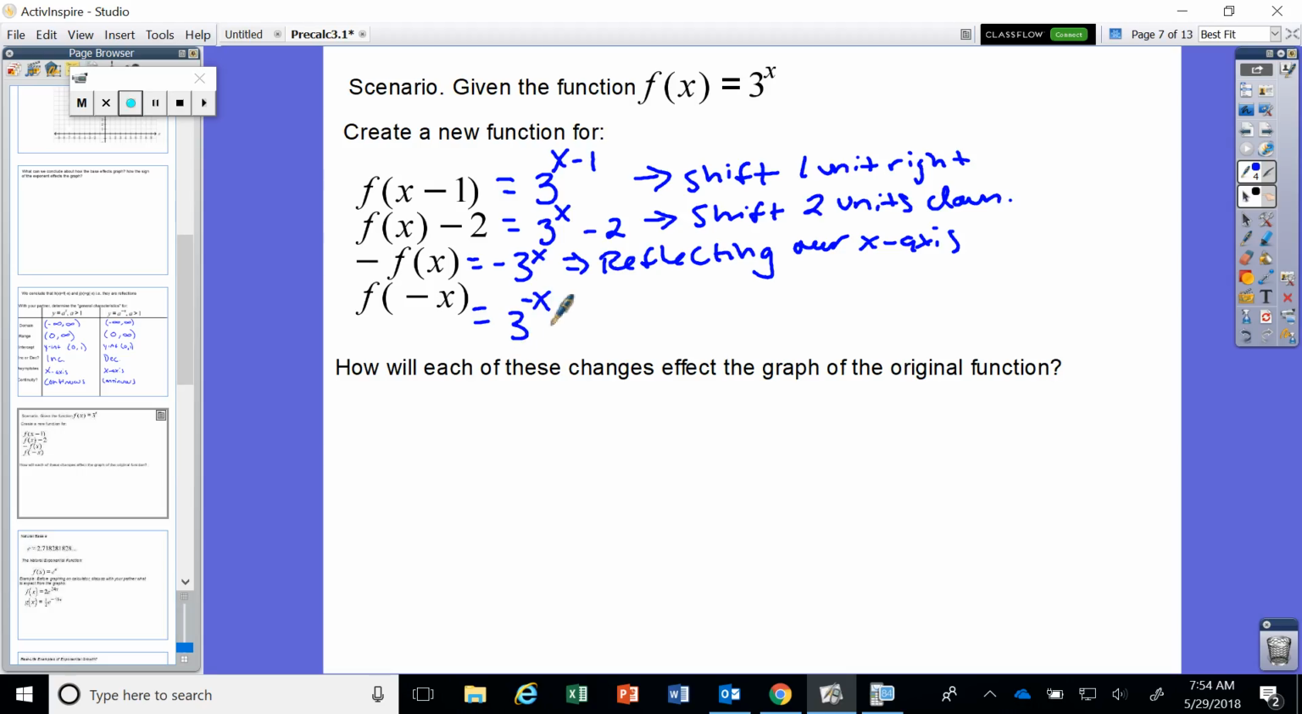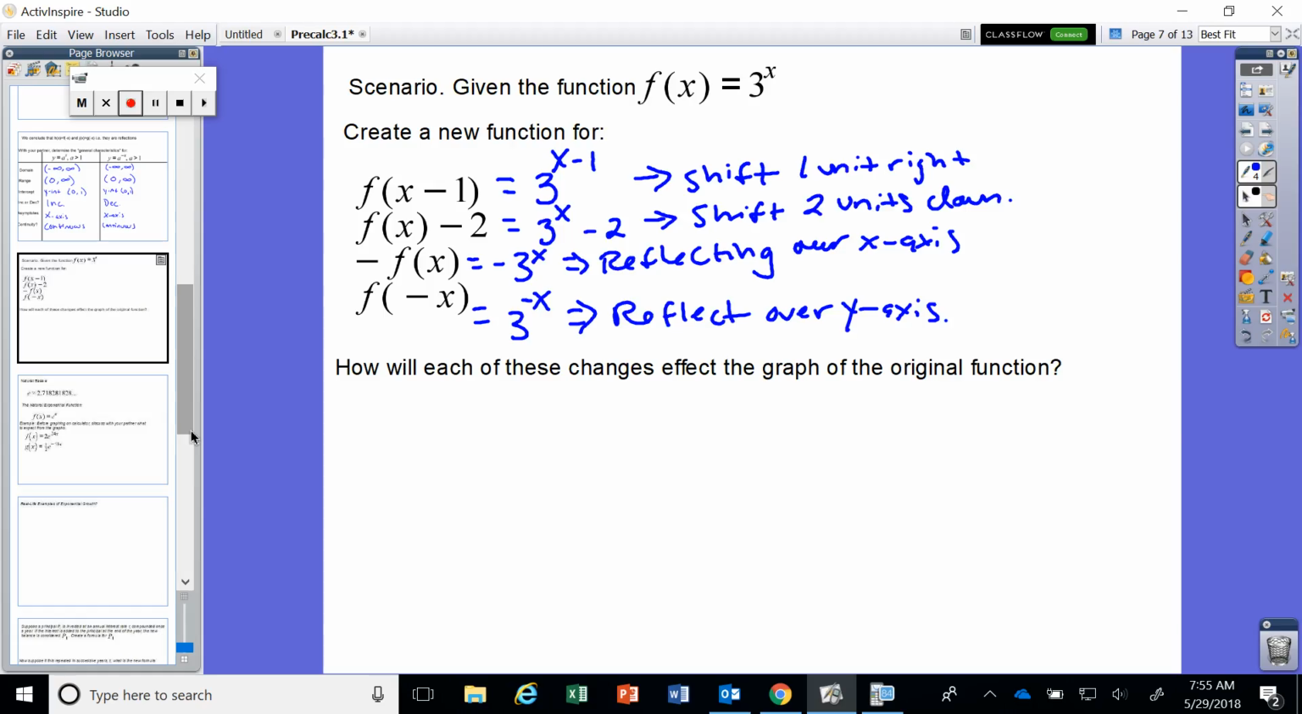And then lastly, f of negative x, which means that we are throwing a negative x in every time we see an x. So what does it show when we actually throw the negative x in there? Well, again, a reflection, but which time? Well, this time we're looking at a reflection over the y-axis. All right? So some changes and some shifts that we are dealing with in our functions.